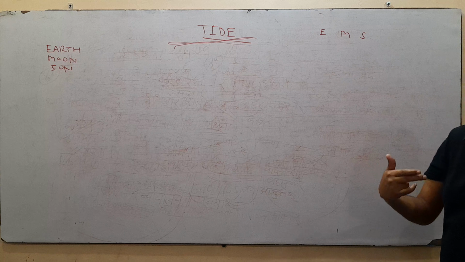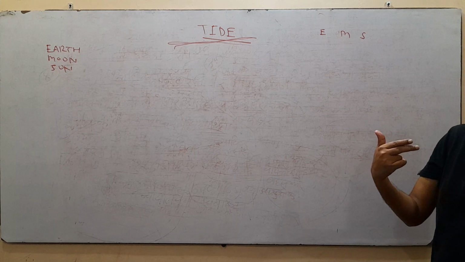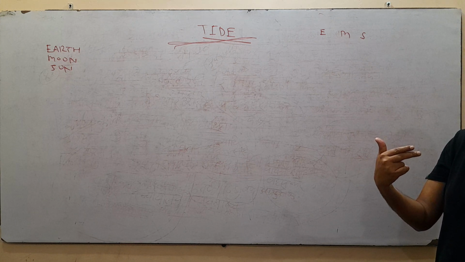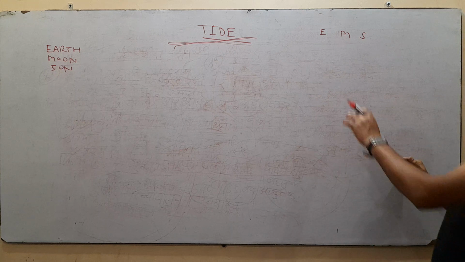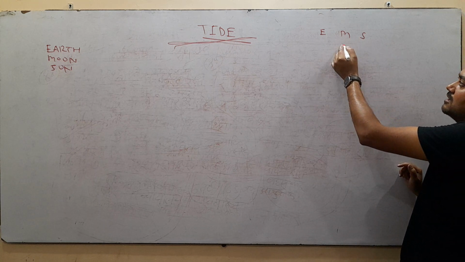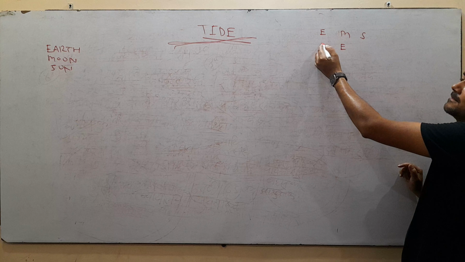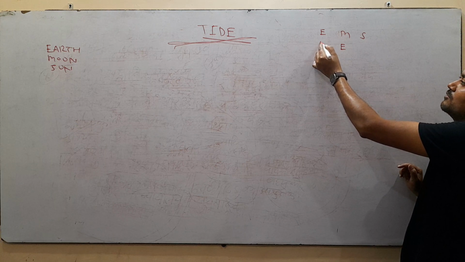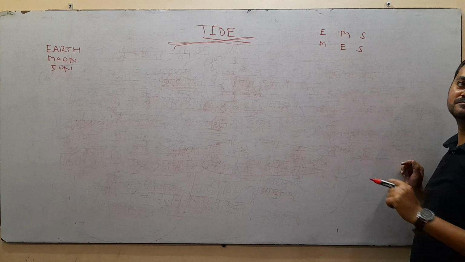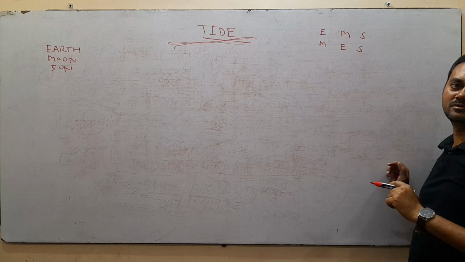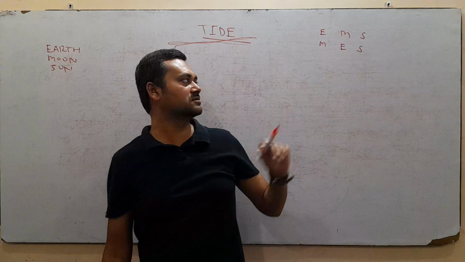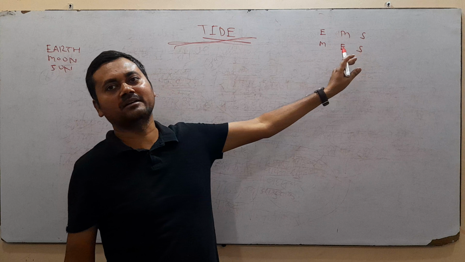Just the opposite of it is the lunar eclipse. Because in lunar eclipse, the earth comes in between, and the moon is on this side and the sun is there. So these two positions you need to keep in mind.